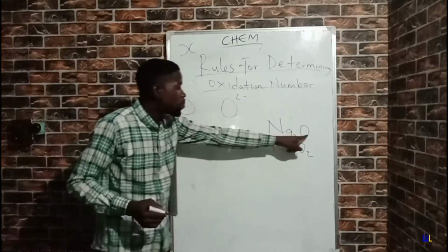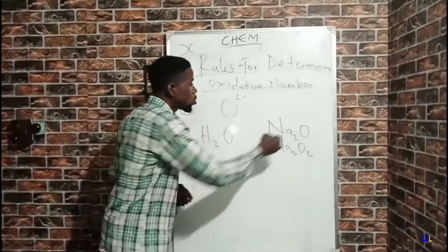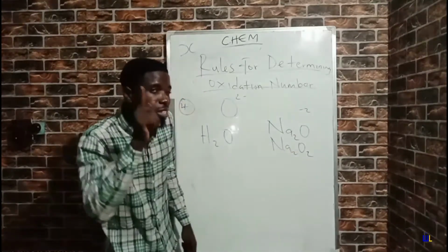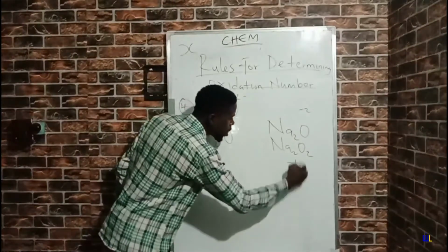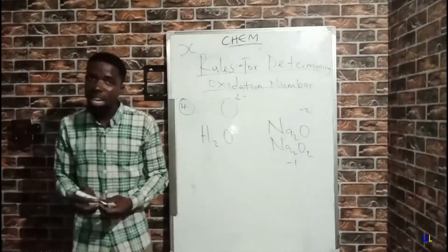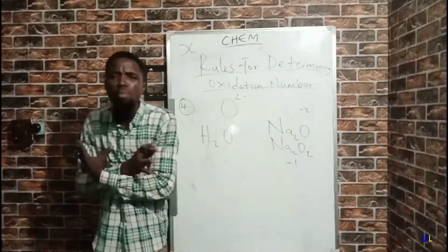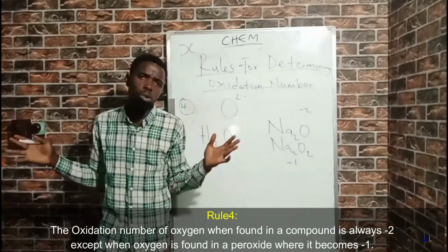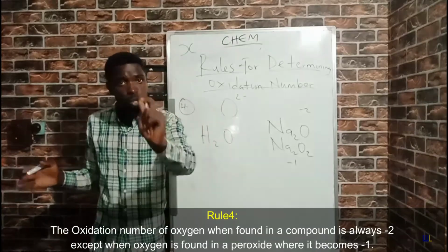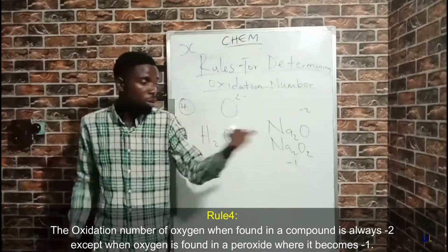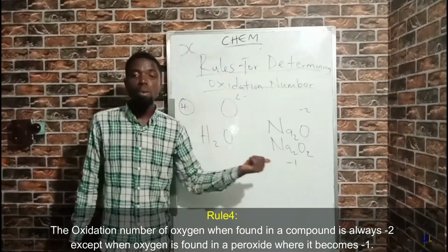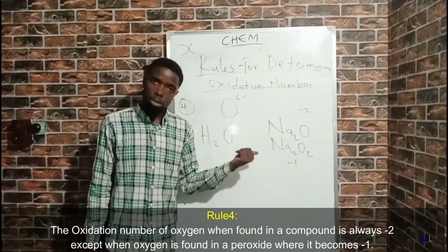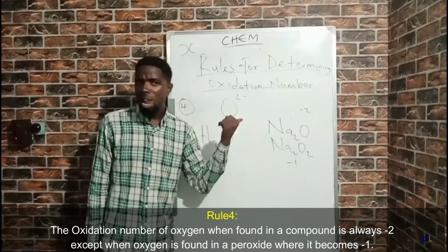Here, oxygen is found in a normal compound, so the oxidation number of oxygen is -2. But once you see it in a peroxide, it has changed. It is -1. I take it again. The oxygen found in any compound, anywhere at all, should be -2. But there are certain exceptions. One of them is when oxygen is found in a peroxide. If oxygen is found in a peroxide, its oxidation number is -1.